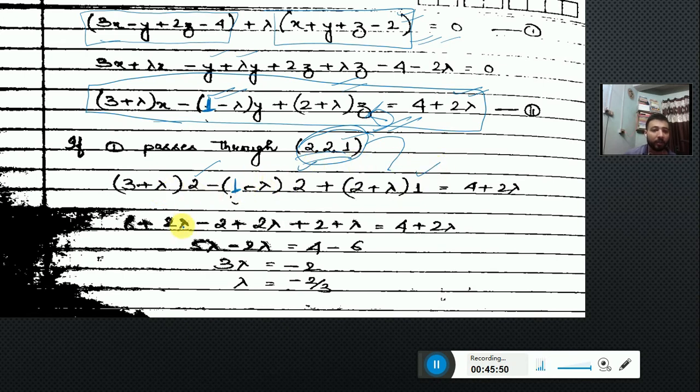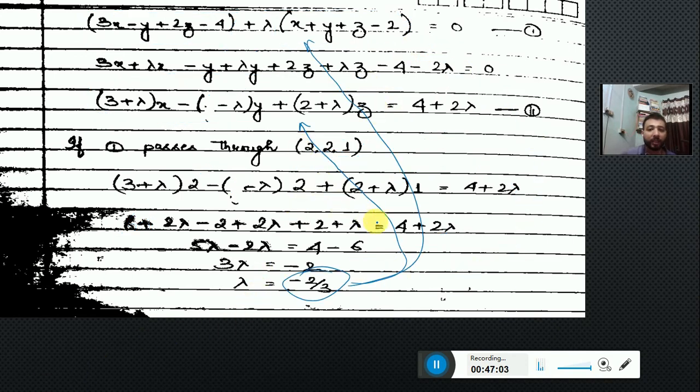Okay. So now if you multiply this, 6 plus 2 lambda, minus 2 plus 2 lambda, plus 1 plus lambda, if you multiply and solve, you will get lambda as minus 2 by 3. Okay. So once you get lambda equals to minus 2 by 3, you can put it here or you can put it here, whichever way you want. Substitute and then solve and get the equation here.